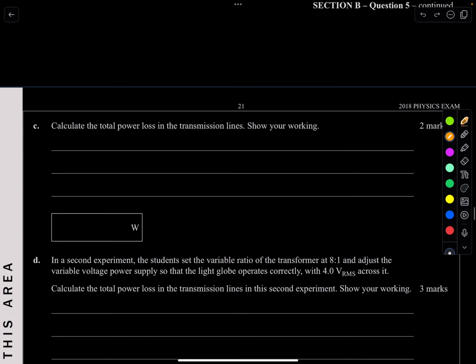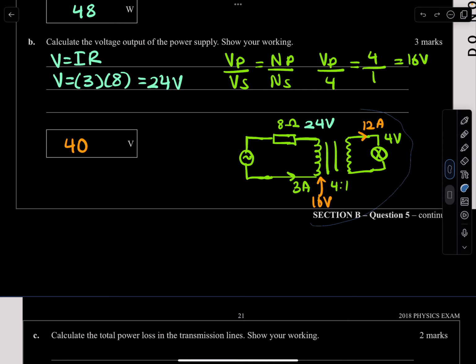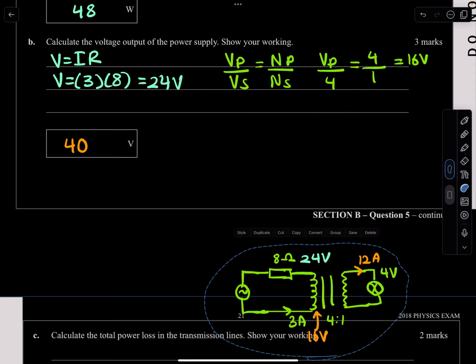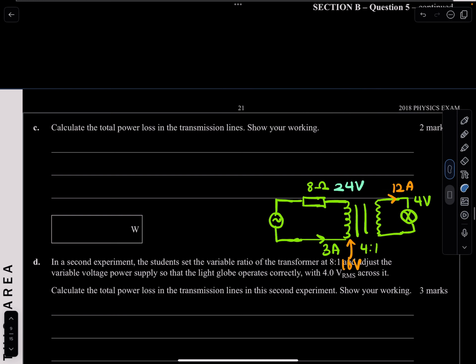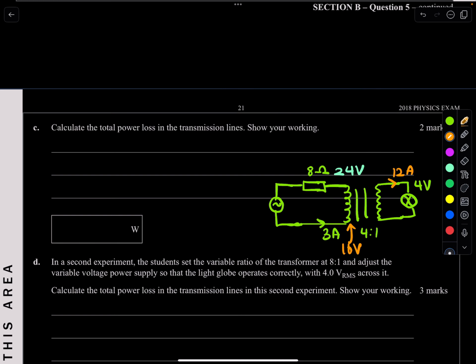Calculate the power loss in the transmission line, show your working out. Easy. So let's take all this information and bring it down more, right over here. That's easy because we now have the current and we also have the resistance. Remember that power loss is equal to I squared R. The current in the transmission line is 3, squared, times the resistance, which is 8. That gives me 72 watts of power loss. Done.